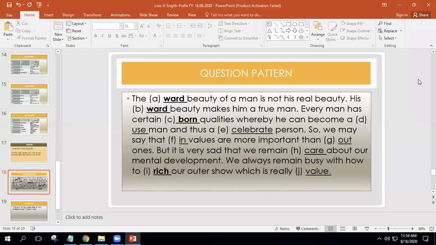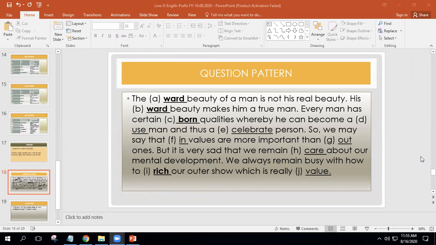Okay, now let's see the question pattern. Here, in your question, there comes both prefix and suffix together. And so I have given both together, but I have made the words in bold form, which have to be used with prefix. So, you see the question.